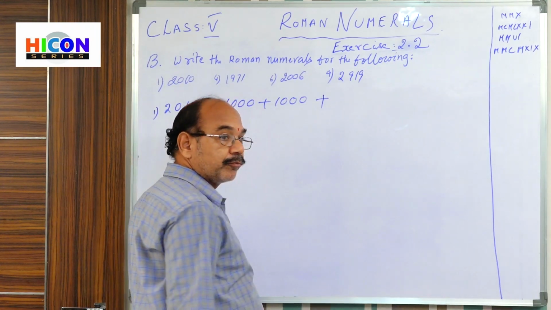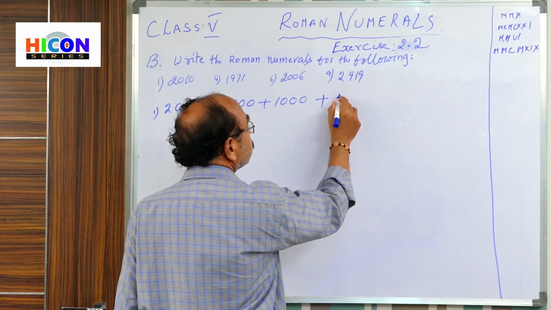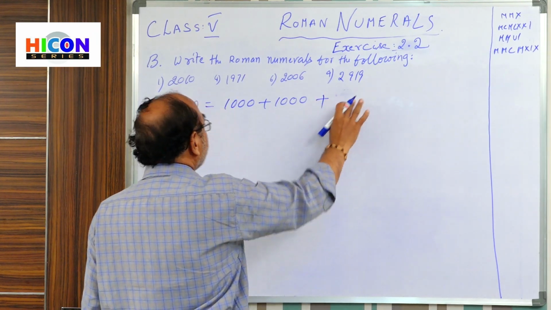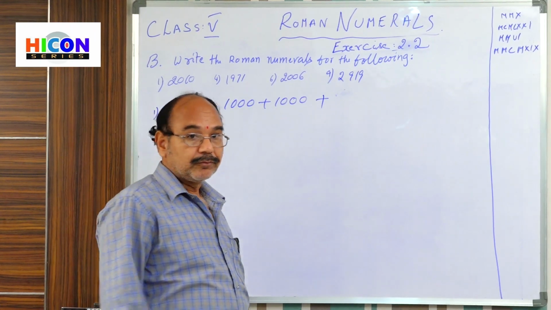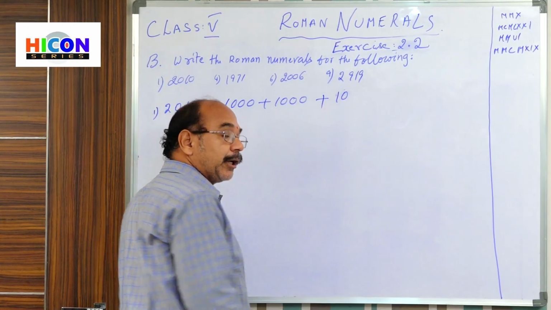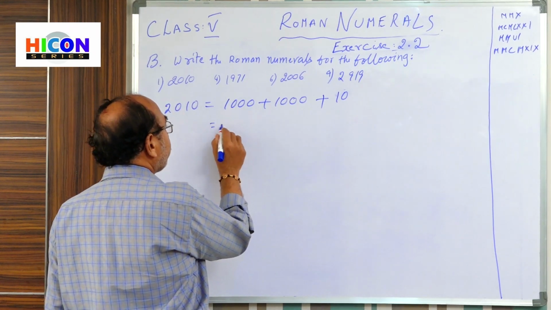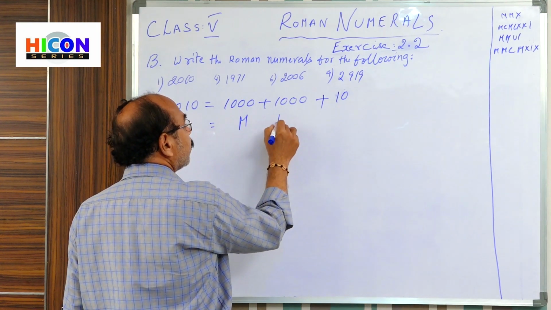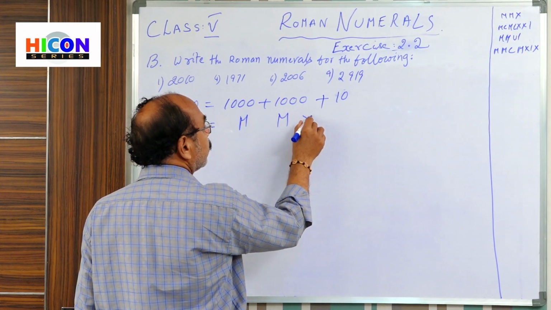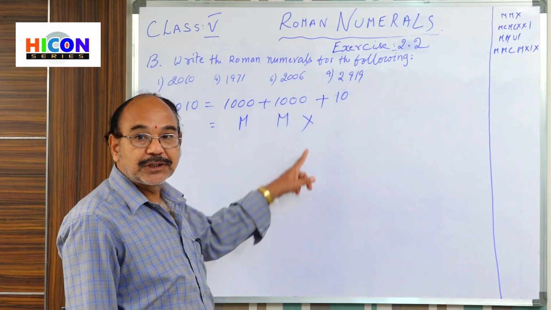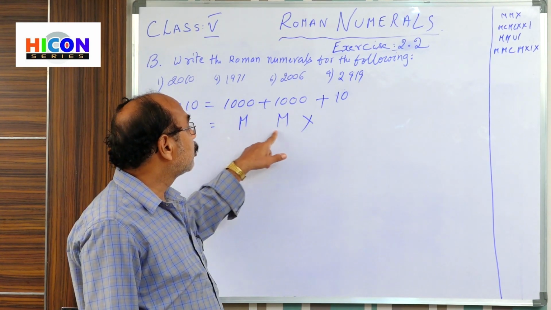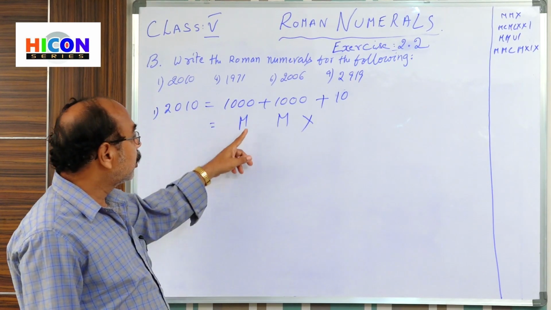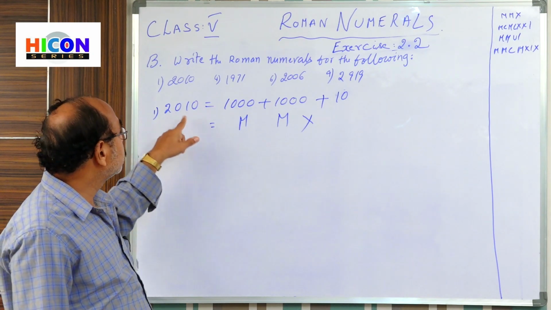For 10 there is a particular letter. So for 2010, that means M for 1000, M for 1000, MM, and X we use for 10. So 2010 is MMX. This is the suitable Roman number for this one.